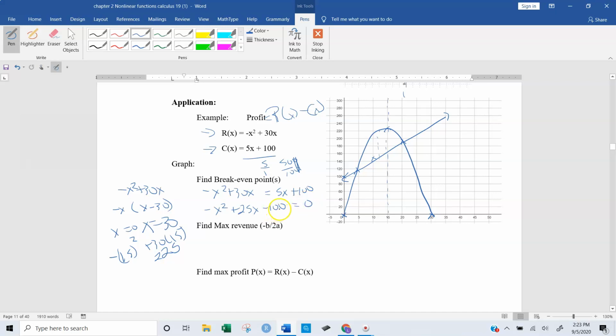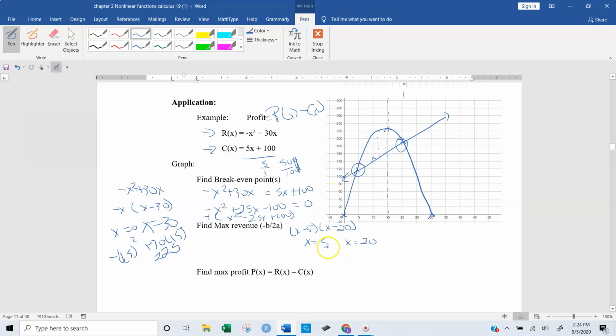Factors of 100 that equal 25. Okay, let's factor out that negative to make my life a little easier. So we got x squared minus 25x plus 100. I know that's going to factor into x minus 5 and x minus 20. 5 times 20 is 100, subtracts to 25. So where x equals 5 and x equals 20 are my break-even points, which I didn't graph too awfully bad. If you look here, we're at 5 and we're at 20.